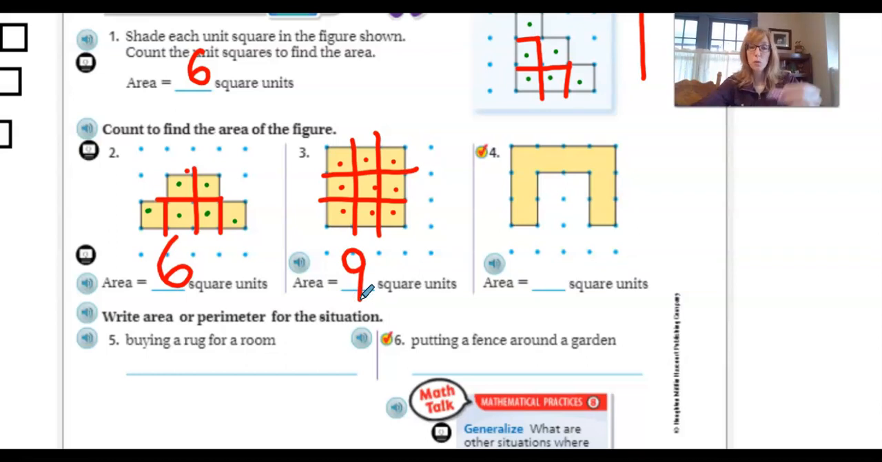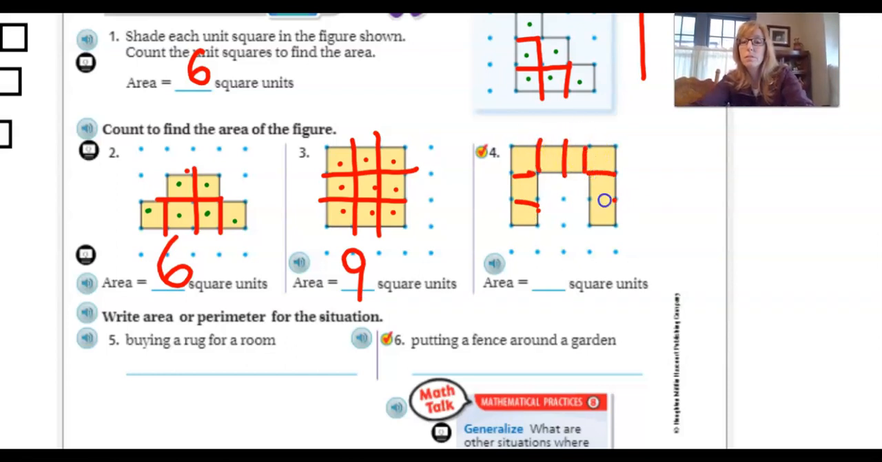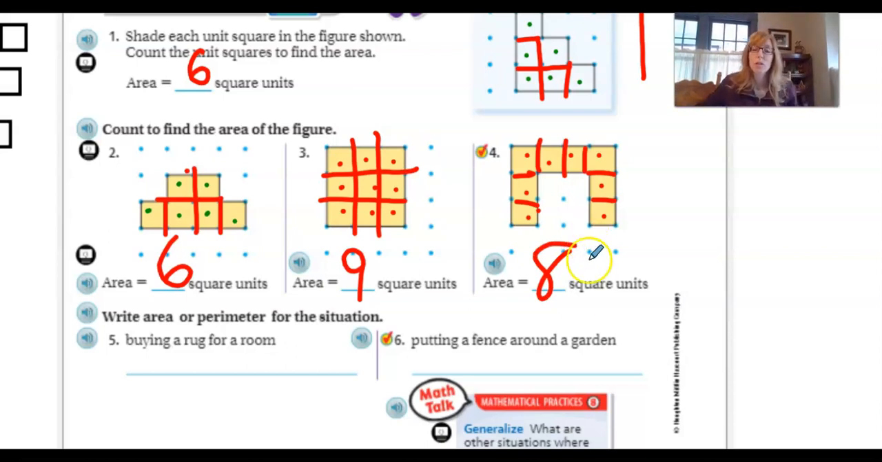We're going to move on to number 4. Make all of your little square units. And we want to count up the area that is covered by your square units. 1, 2, 3, 4, 5, 6, 7, 8. So you have 8 square units.